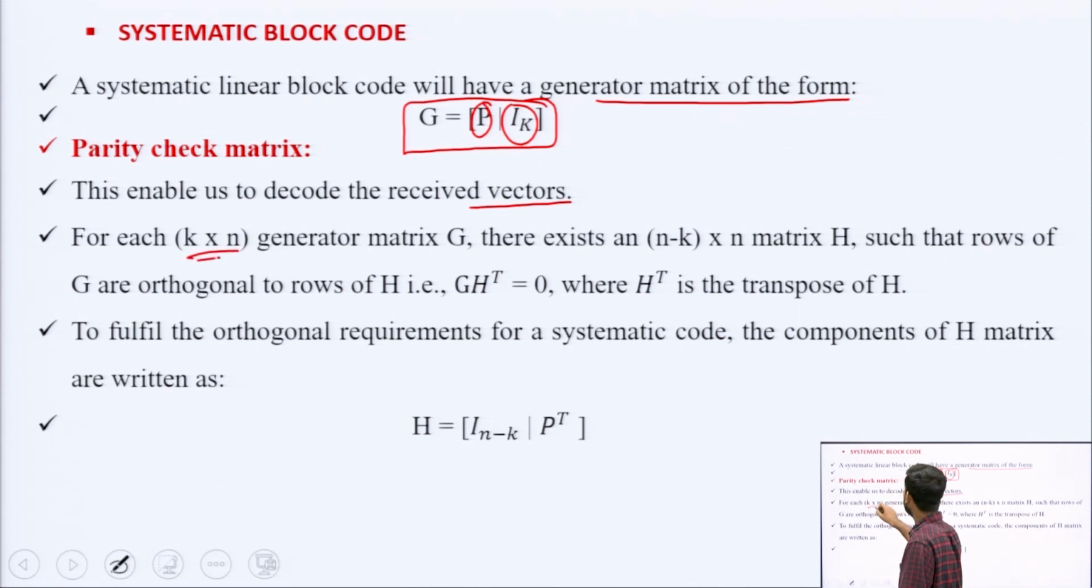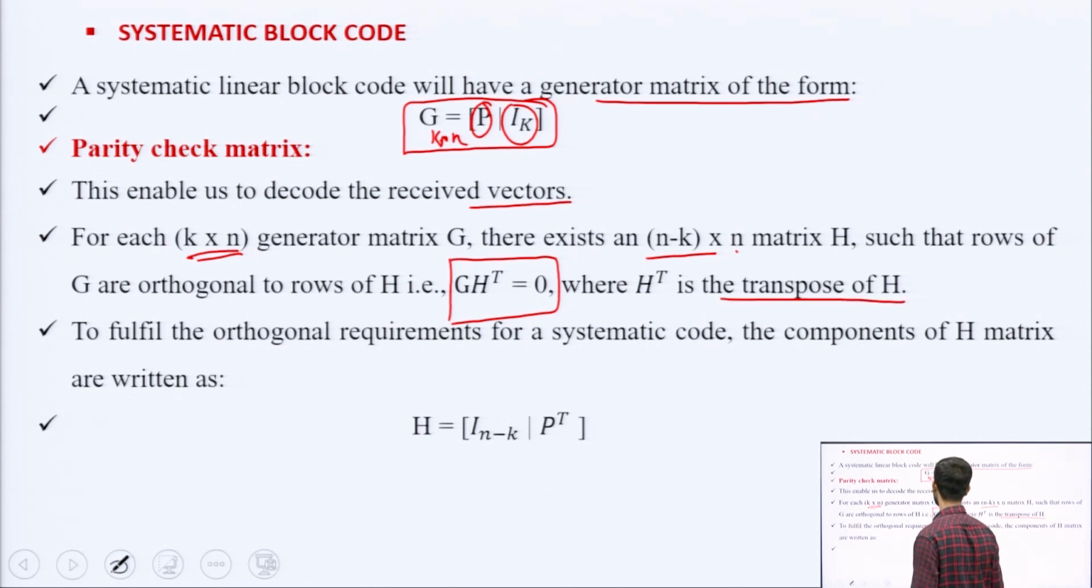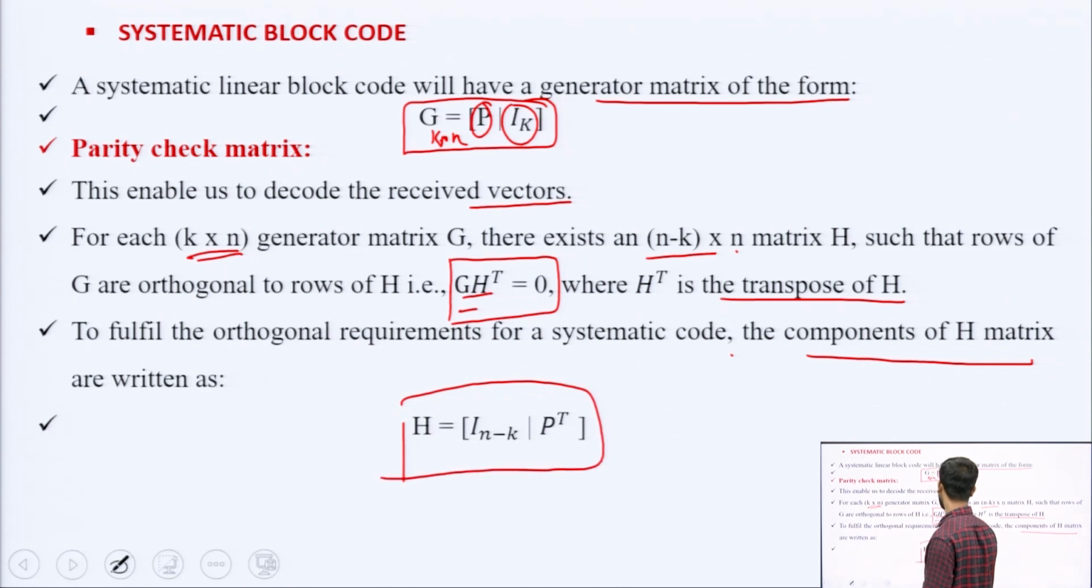For each k cross n generator matrix, there exists an n minus k cross n matrix H, such that the rows of G are orthogonal to the rows of H, that is G times H transpose equals 0, where H T is the transpose of H. They should be orthogonal to each other. To fulfill the orthogonal requirement for a systematic code, the H matrix is written as H equals the transpose of the parity matrix P followed by the identity matrix I of n minus k.